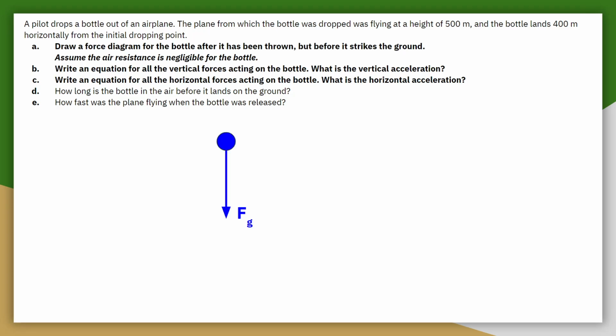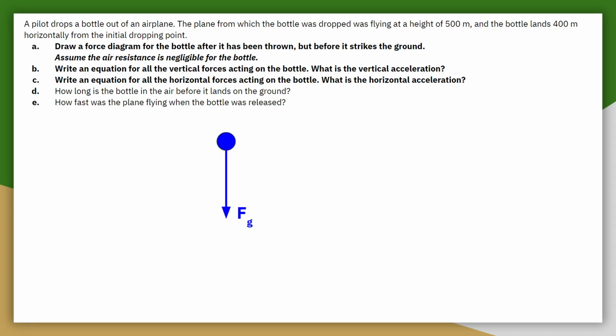Parts A, B, and C go hand in hand. Every time we draw a force diagram, part A, we should be writing the sum of the force equations for the horizontal and vertical forces acting on the bottle, parts C and B respectively. So when the bottle is in the air, we are going to be drawing a force diagram for the bottle.